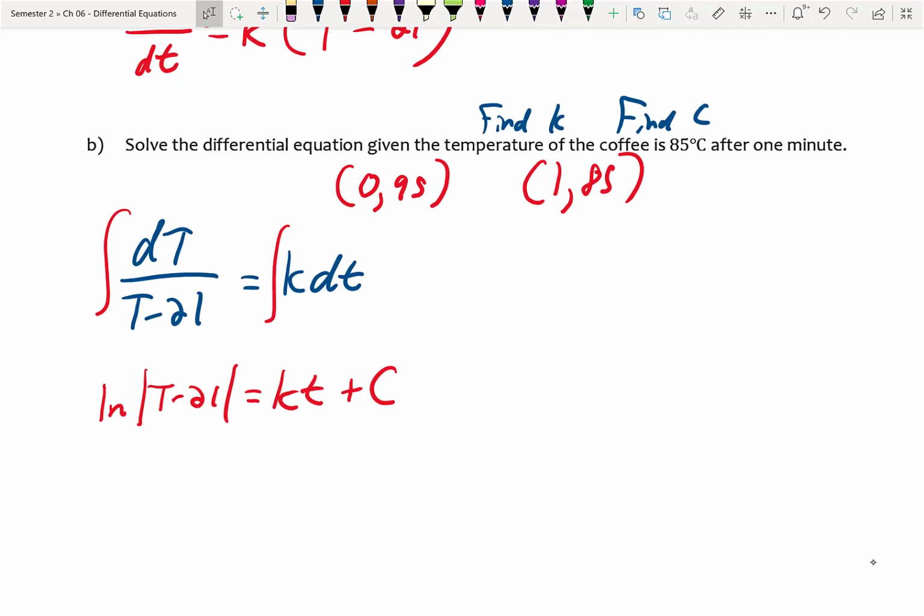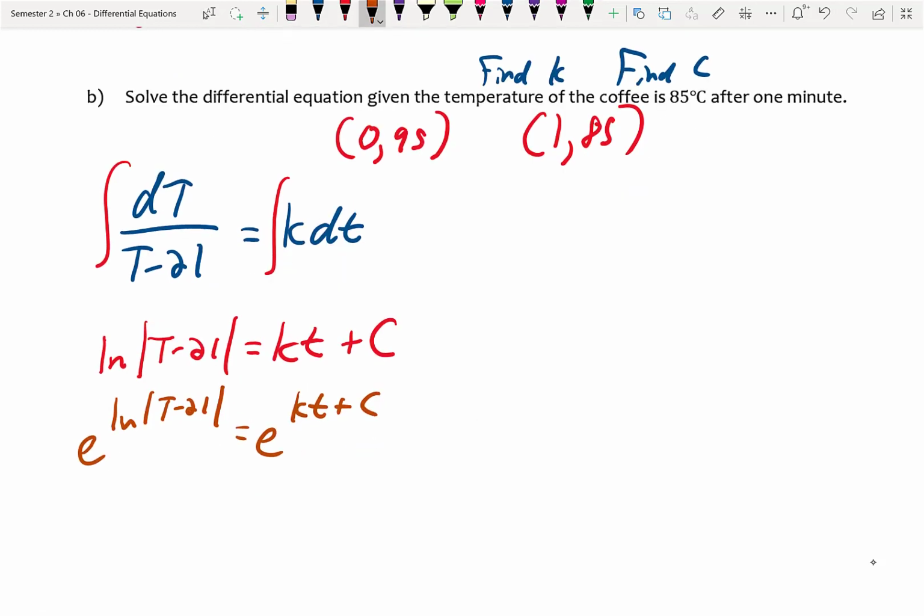I'm going to choose to go a little bit here because I'm going to try to get rid of the ln. This means exponentiate both sides with a base e. And since these are notes, I'm going to show this out in painstaking detail. e to the natural log of T minus 21 equals e to the kt plus c. And if we simplify, the left side becomes T minus 21. And for reasons that we have been working with for a while, this is the same as e to the kt, e to the c. Remember, e to the c is just another constant. C, e to the kt.